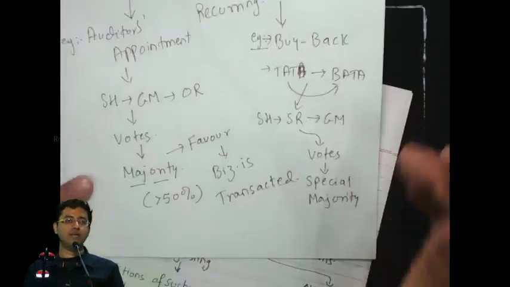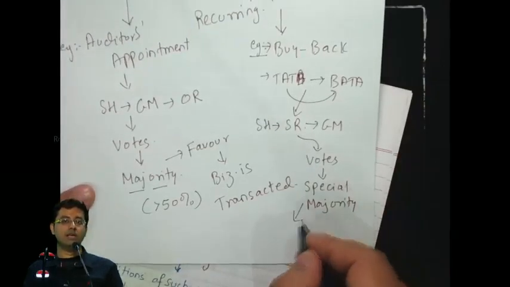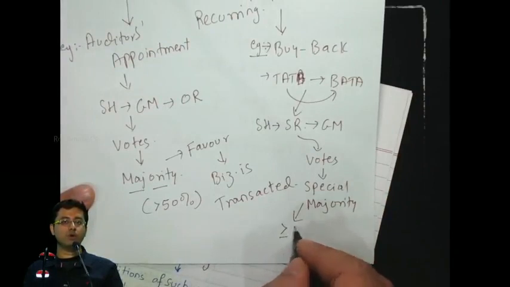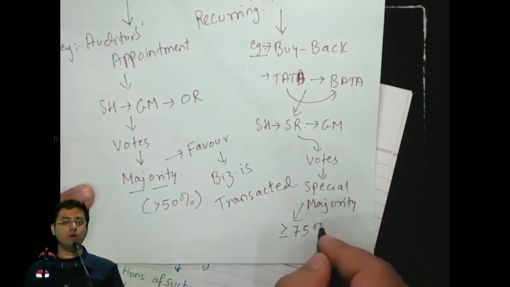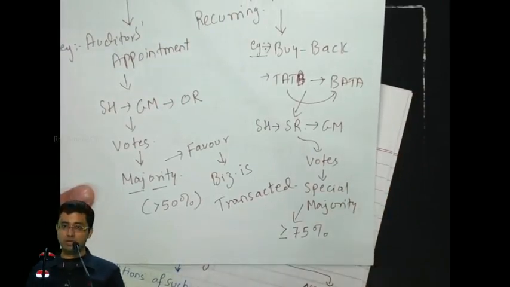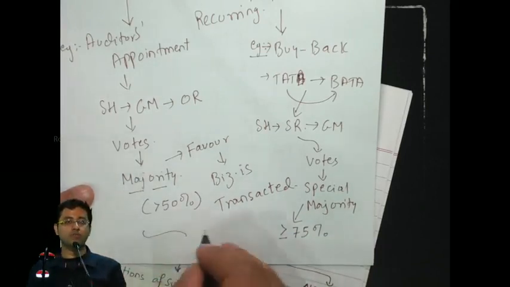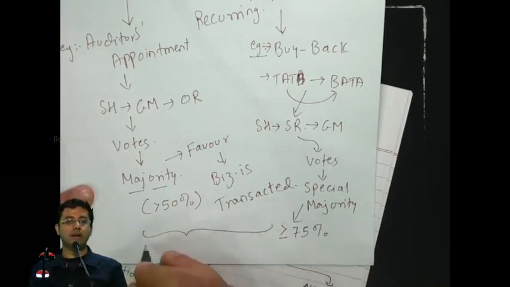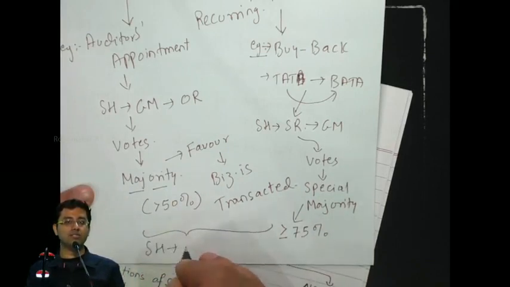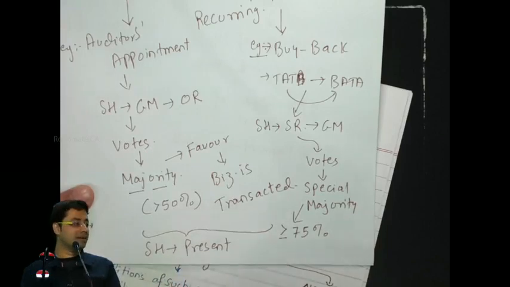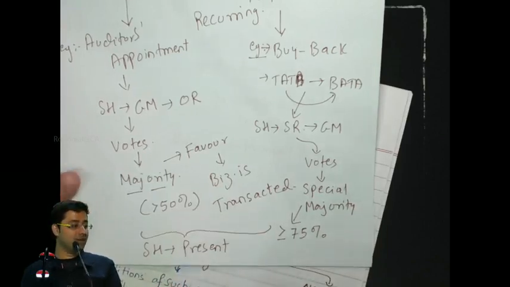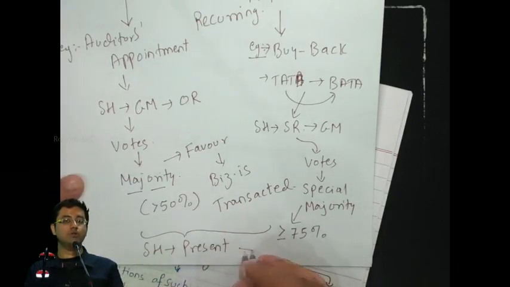That means when I am taking votes from the shareholders, I should have taken votes from at least 75% of the shareholders. And when I am taking votes, it is implied that the shareholders must be present in the meeting. Those shareholders who are not present in the meeting, I can't take votes from them. The shareholder should come to the meeting, then I can take.